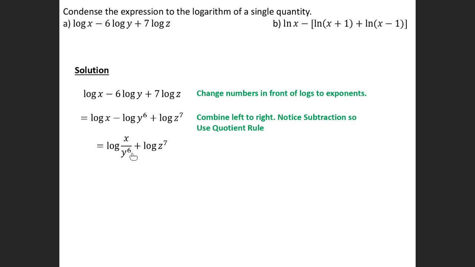Now these are being added, so which property will I be using, multiplying or dividing? What do you guys think? So will I combine these with multiplication or with division whenever we have the adding? So Ruben says multiplication. Okay, so this would give us log of y to the 6 times z to the 7th. And we can simplify, right? So that's going to be x times z to the 7th divided by y to the 6.